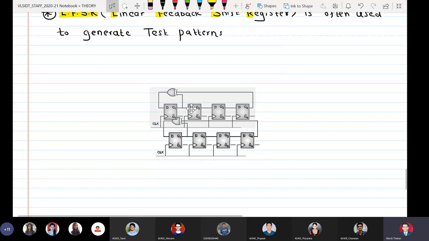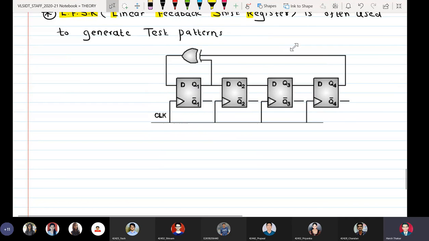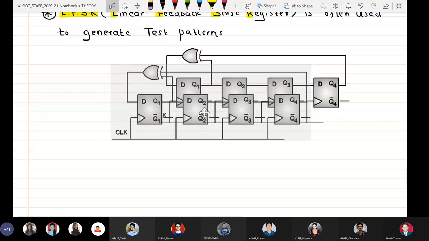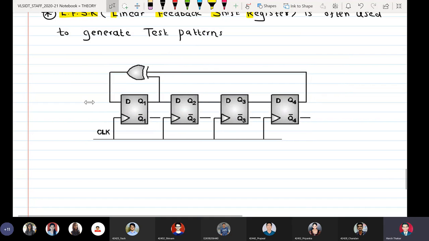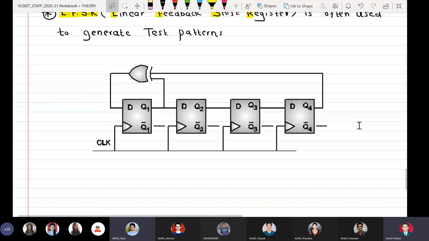Right? Can anybody tell me another name for this? You must have seen this in second year. Yes, PN sequence generator. Another name for the PN sequence generator is PRBS or PRPG, that is pseudo random bit sequence generator or pseudo random pattern generator. Okay. So this is very, very standard.